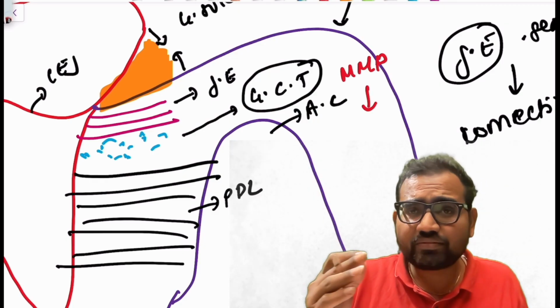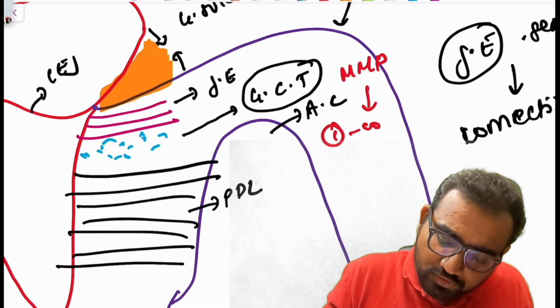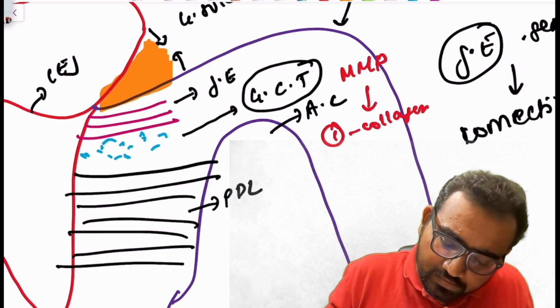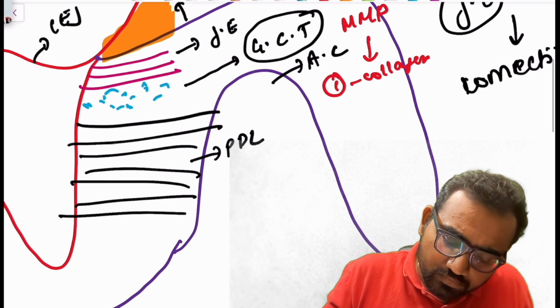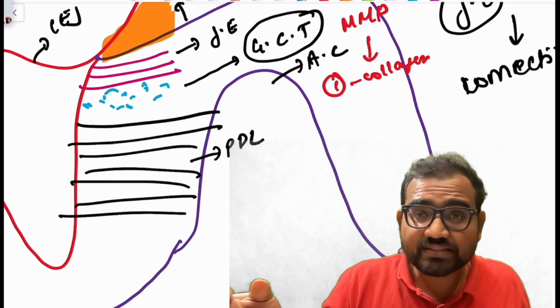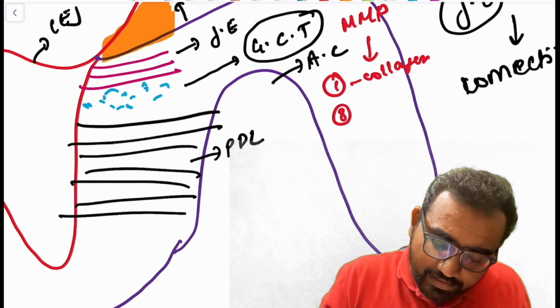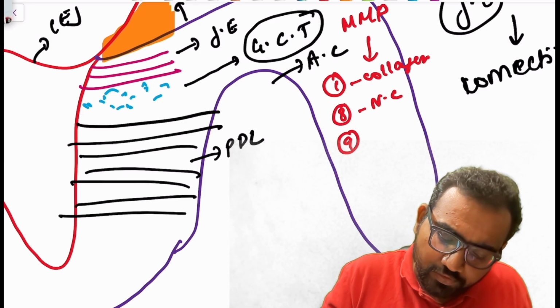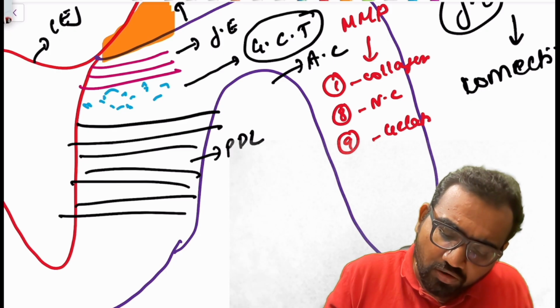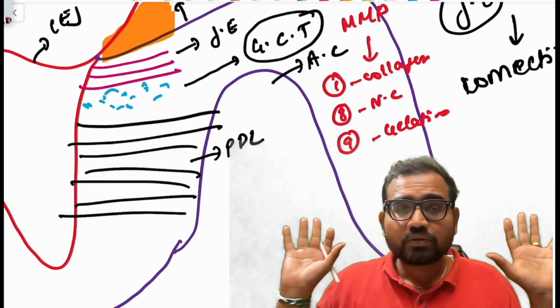MMPs, there are a lot of types. So predominantly we'll talk about type 1, which is collagenase. And there is something called neutrophil collagenase. There is something called gelatinase collagenase or gelatinases. So 8, 9. Okay, neutrophil collagenase, gelatinases. So all these basically, what is the function? Destroy the collagen.